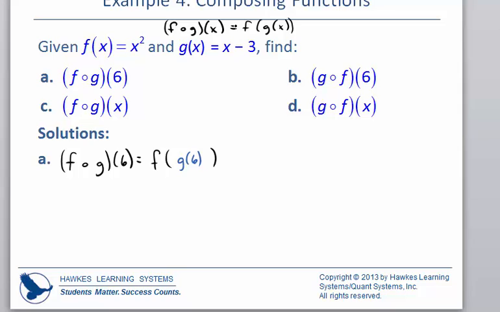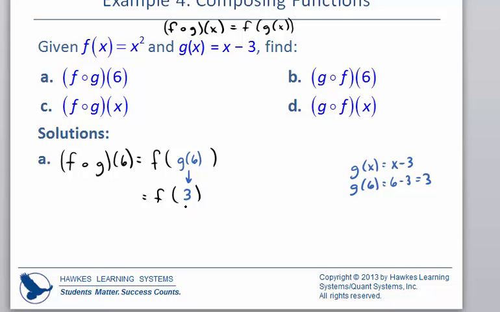Now, we're going to do two substitutions. The first substitution is to calculate g(6). Off to the side, I know that g(x) is x minus 3. So plugging a 6 in for the x, I end up with 6 minus 3. So g(6) is equal to 3. I'm going to make that substitution, which now leaves me with f(3).